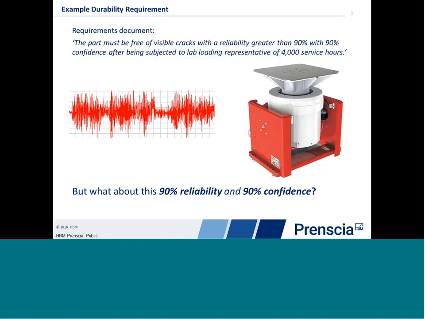Or if it's a really safety-critical part and we're worried about risk, we may end up saying we want to look at a 99% survival rate. So anyway, the question is, what do we do with that? What do we do with that 90% reliability and 90% confidence requirement in this particular loader arm specification?